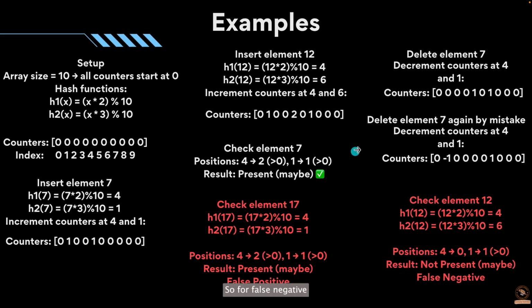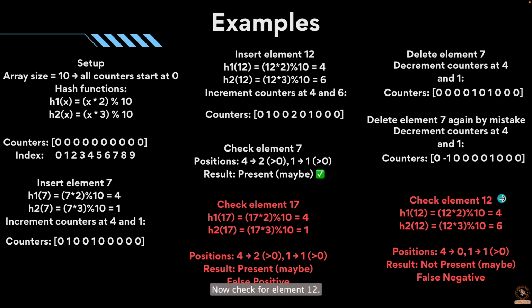For the false negative, we are deleting 7 in our counter array. So what positions do we get for 7? The positions are 4 and 1. So from this array, we are reducing the counters at positions 4 and 1. So this will be 0 and this will be 1. Now we are deleting 7 again. Here you can see this position will be -1 and this position will be 0.